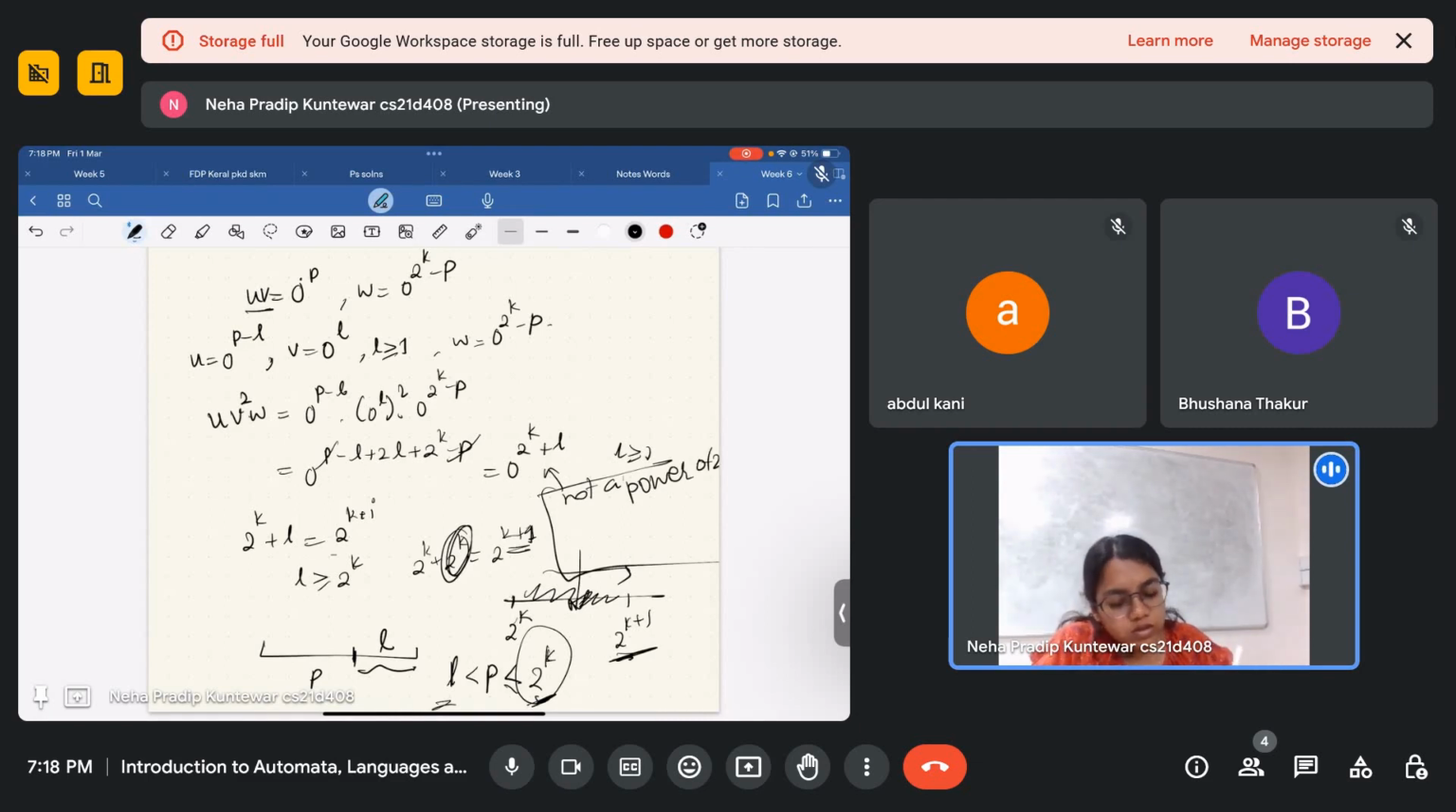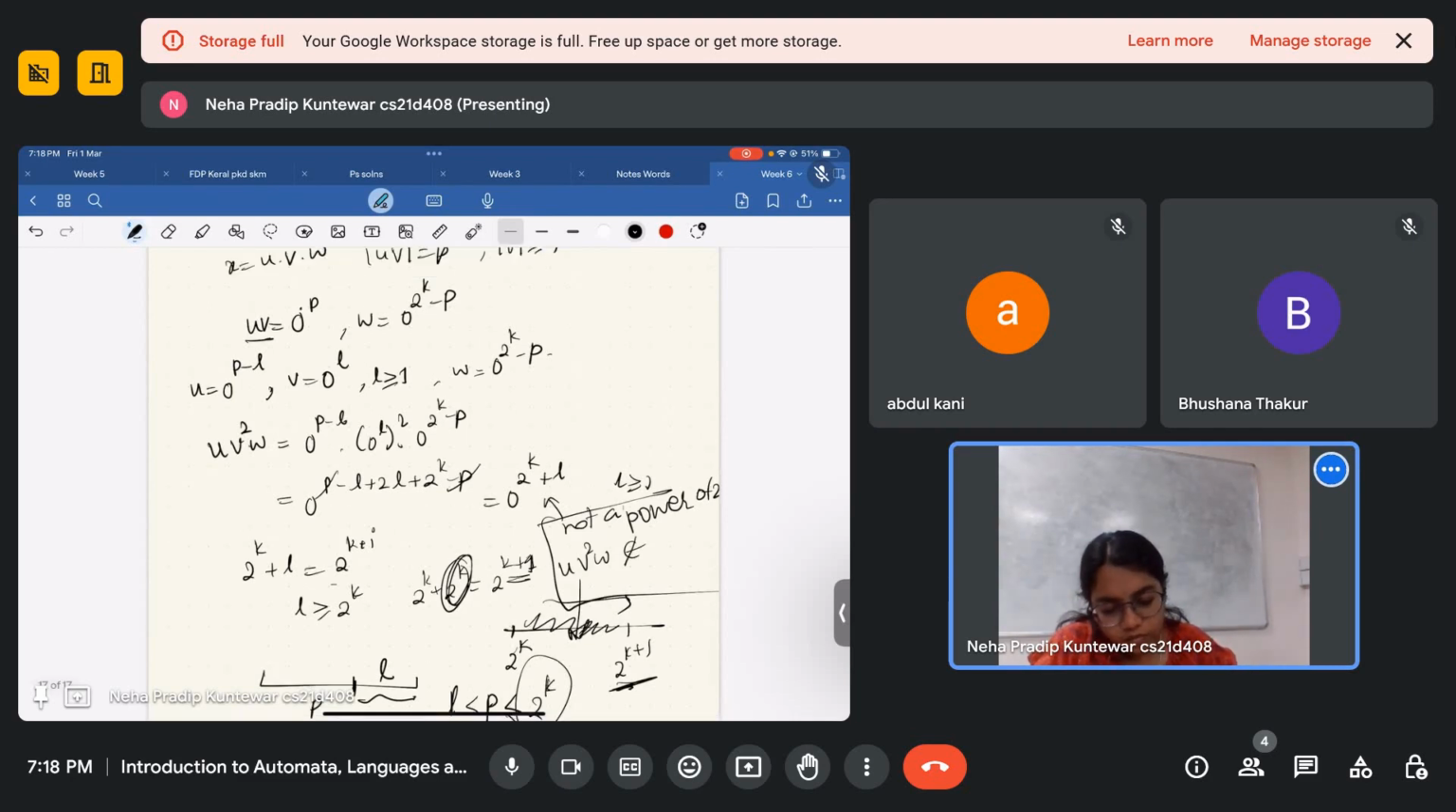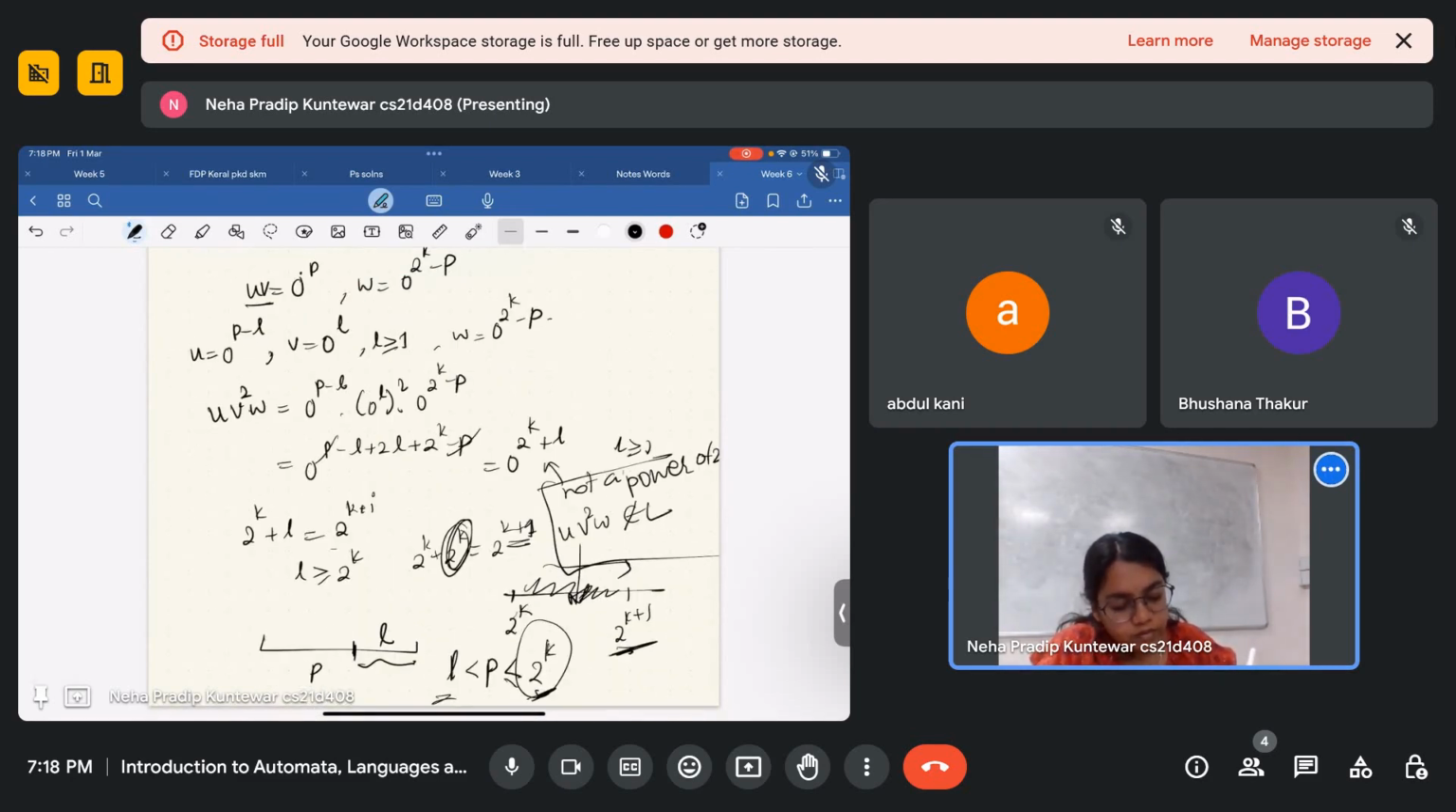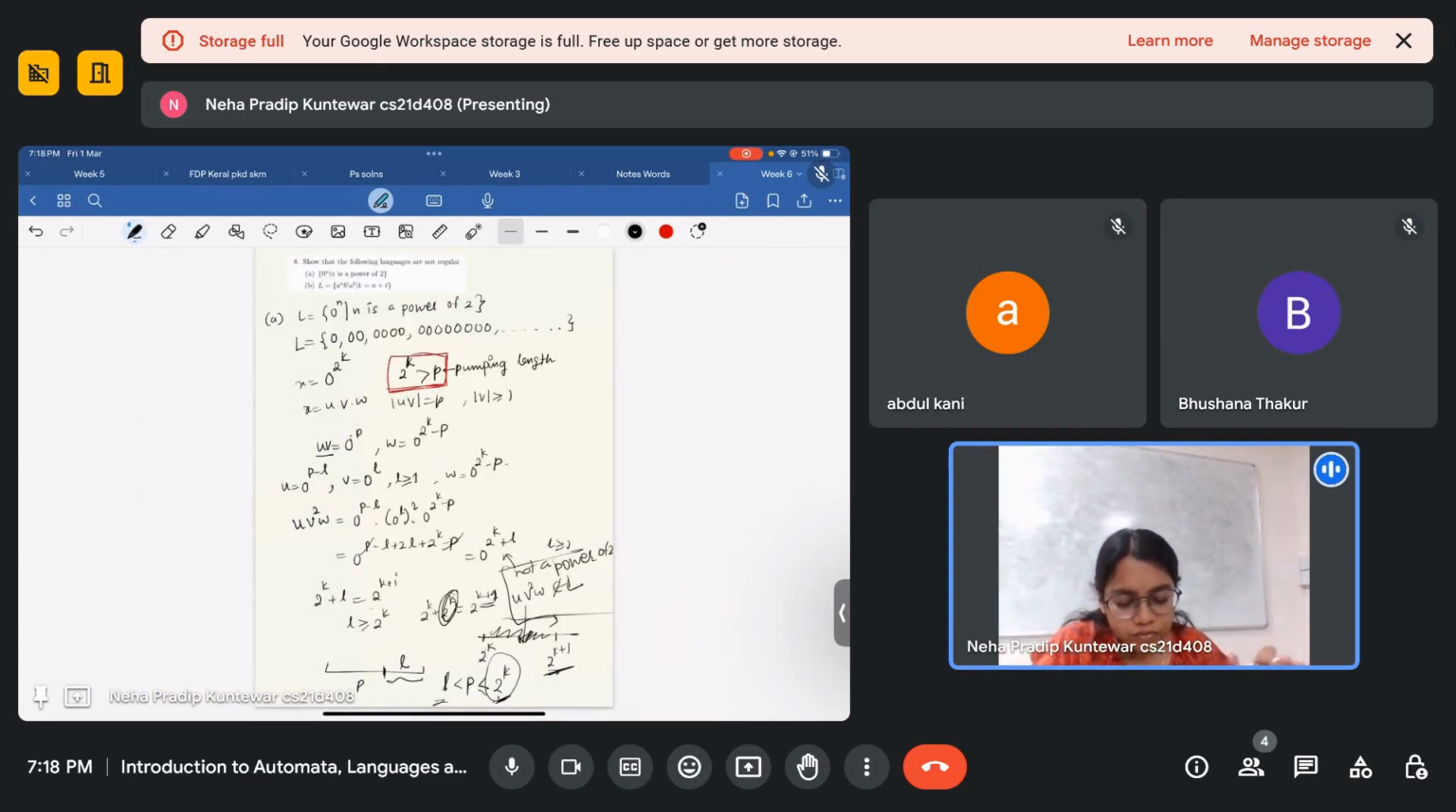And therefore, this string will not be in the language L. So, that is basically the proof of the pumping lemma. What we did is we chose a k large enough so that 2 to the k is more than p. Then we simply broke down the string into different parts.